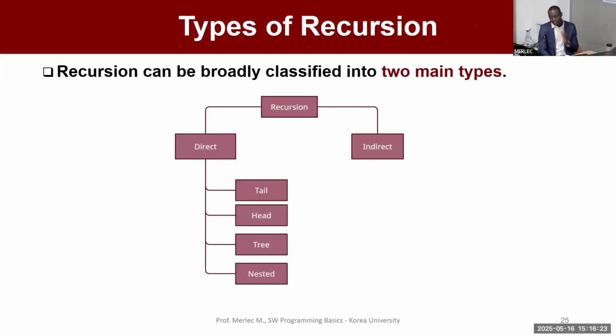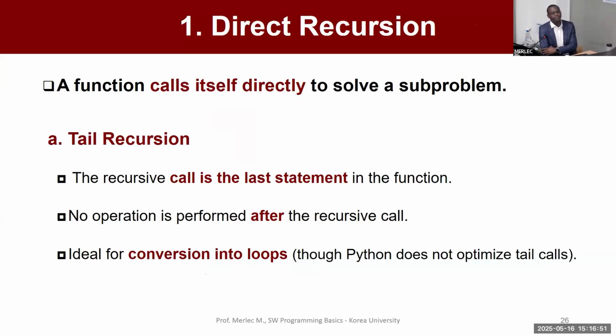So we can categorize recursion mainly into 2 types. We have direct and indirect. Then the direct type of recursion can be further categorized into 4. We have tail, head, tree, and nested. I will now elaborate on each of these types of recursion with some examples to give a sense of each of these recursive types. Let's start with the direct recursion.